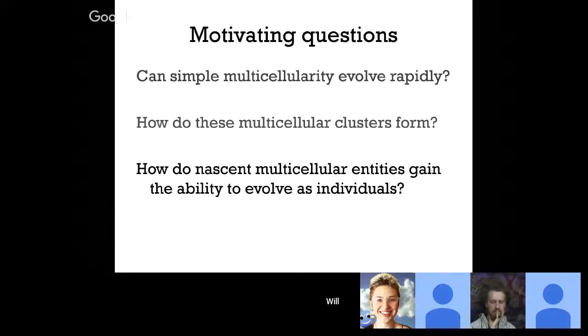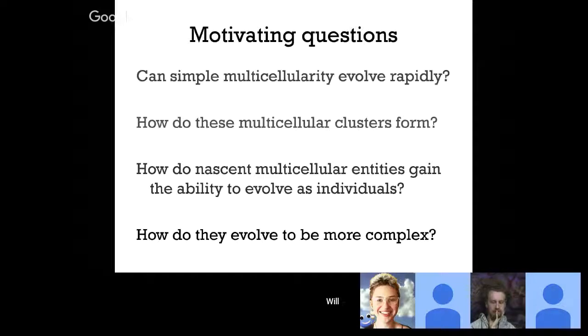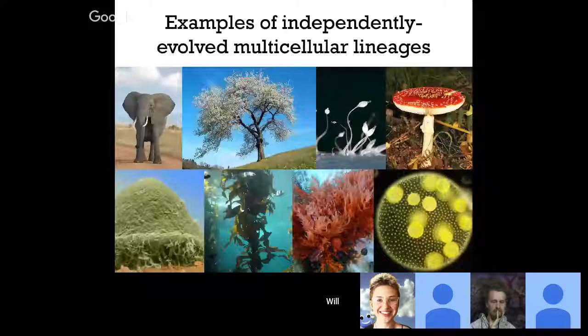And finally, how do they evolve to be more complex? I think we can provide some answers to all of these questions. So like I said before, multicellularity has evolved a number of times in really diverse ways. These are all examples of independently evolved multicellular lineages.